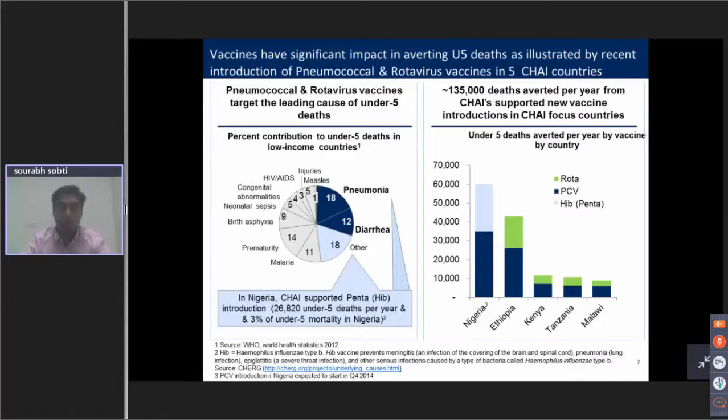rolled out. The number of deaths in countries of Nigeria, Ethiopia, Tanzania, and Malawi, rolling out the vaccines which prevented the diarrheal deaths, also known as pneumococcal conjugate vaccine, which is part of the pentavalent vaccine.